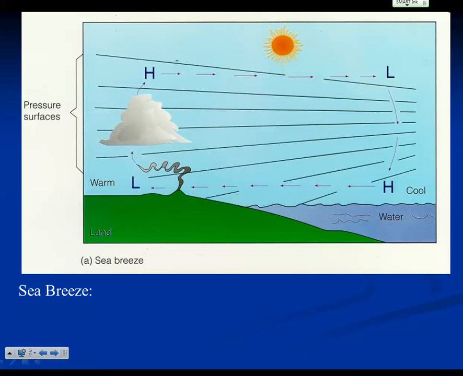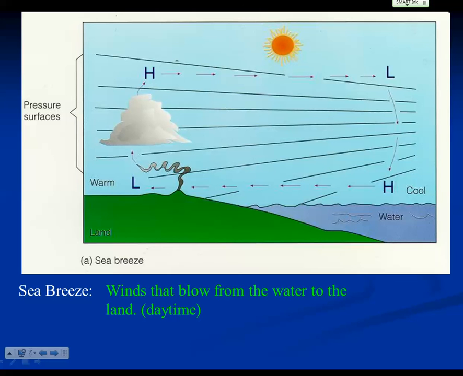All right, moving on to breezes. Now the first breeze we'll talk about is called the sea breeze. They blow from water to the land. They come from the sea and they blow towards the land in the daytime. And the reason why this happens has to do with the difference between the heating of land versus water when the sun comes out.